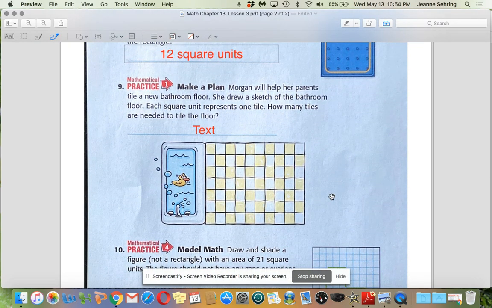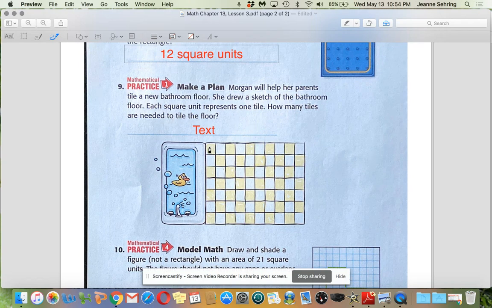All right, cute. Here is an actual bathroom floor. Morgan will help her parents tile a new bathroom floor. She drew a sketch of the bathroom floor. Each square unit represents 1 tile. How many tiles are needed to tile the floor?